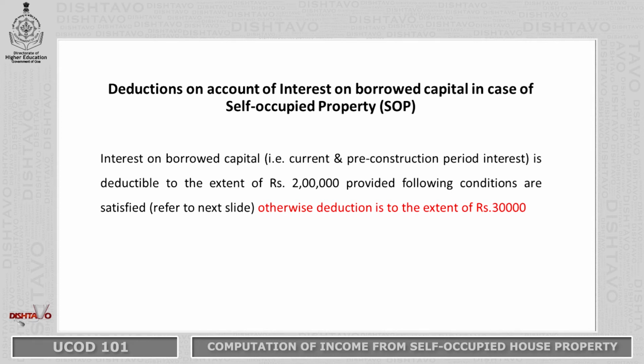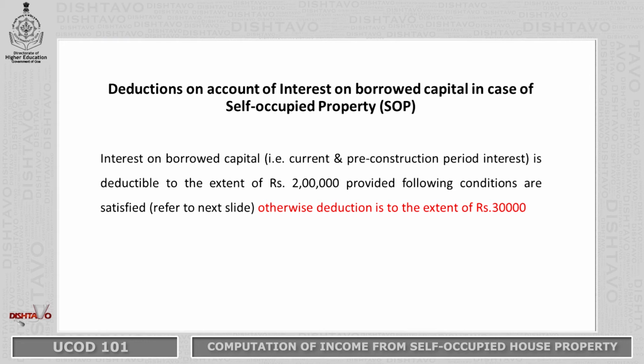Deduction on account of interest on borrowed capital. Now the only thing that requires an explanation in computation of income from self-occupied property is the computation of interest on borrowed capital. The interest on borrowed capital, that is current year's interest and pre-construction period interest, is deductible to the extent of rupees 2 lakhs provided the following conditions are satisfied. We will see those conditions. Otherwise, the deduction is maximum up to 30,000.